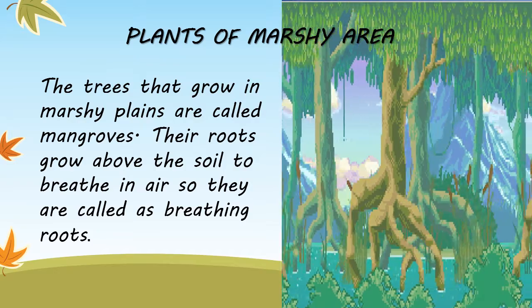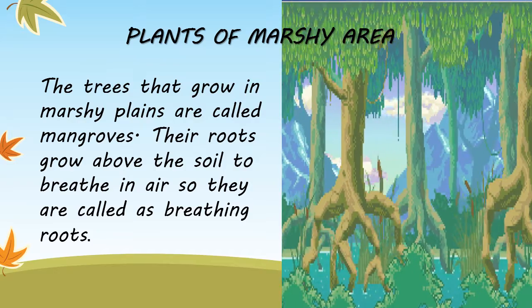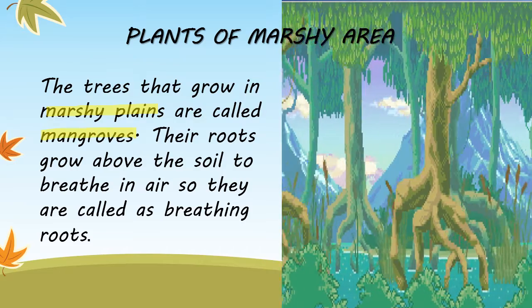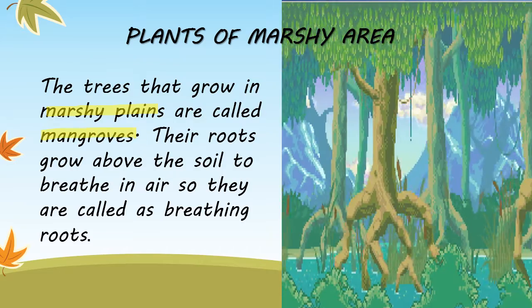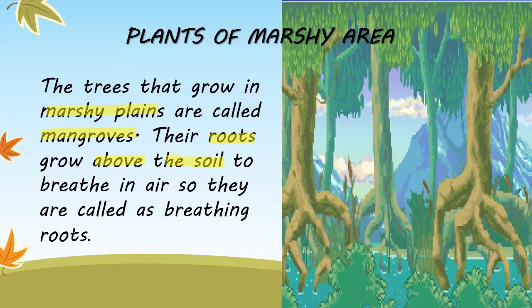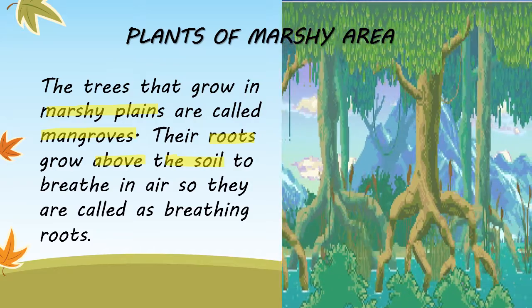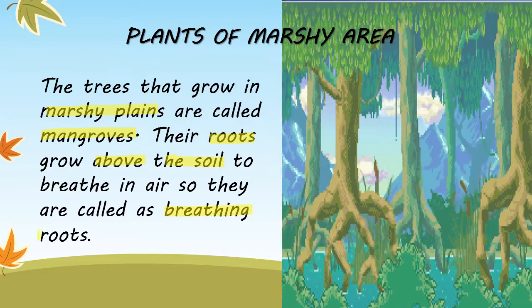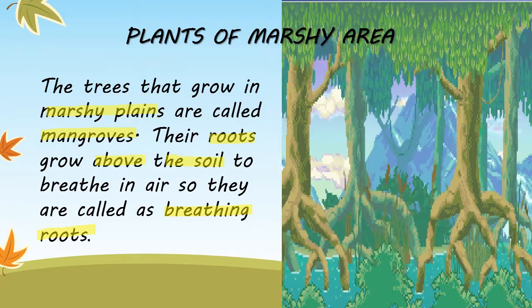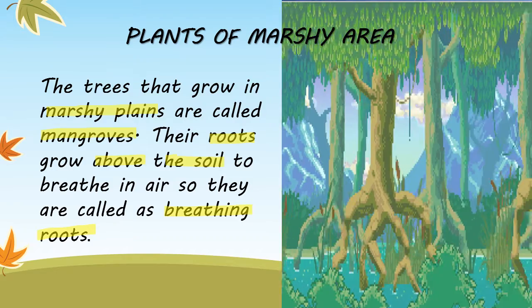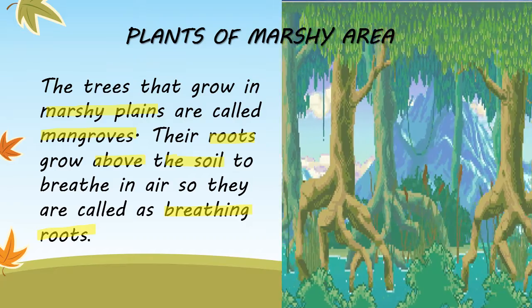Plants of marshy area. The trees that grow in marshy areas are called as mangroves. They have their roots above the soil because these plants breathe through their roots. That is why these roots are known as breathing roots. There are tiny openings present on the tip of the roots which help in passing of gases.